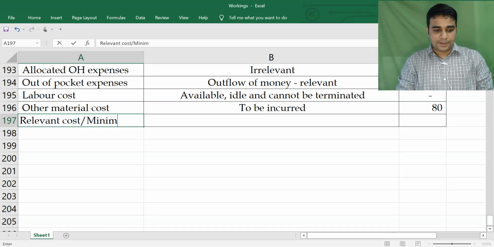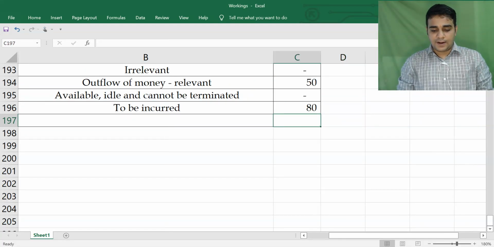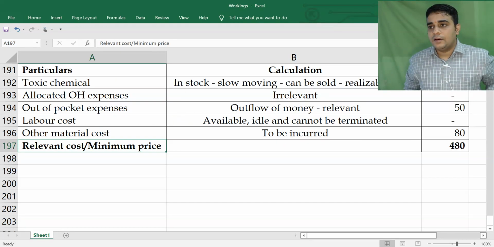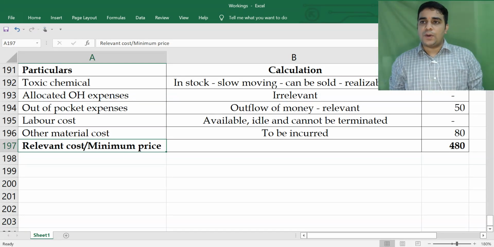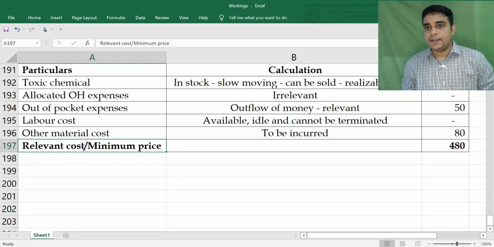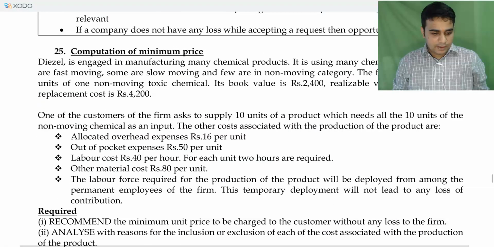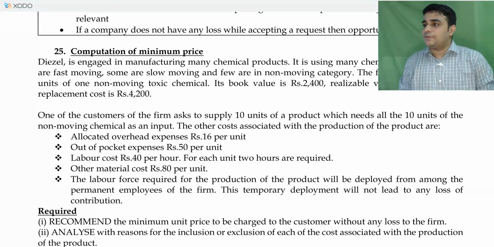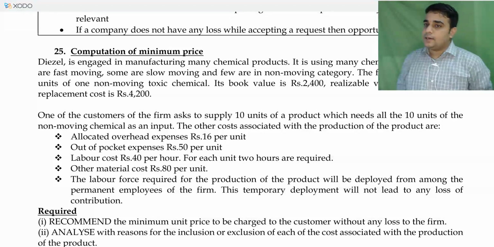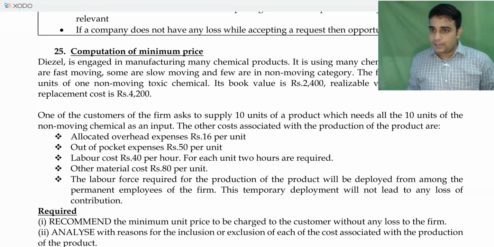Relevant cost or minimum price. This is the minimum price based on financial factors. Relevant cost or minimum price 480. The minimum price for this order should be 480 per unit. The question anyway wanted the per unit number. Recommend the minimum price to be charged to the customer without any loss to the firm, 480 rupees per unit. Analyze with reason for the inclusion or exclusion is an explanation you will have to give for every item. We have written a small explanation in that calculation column.